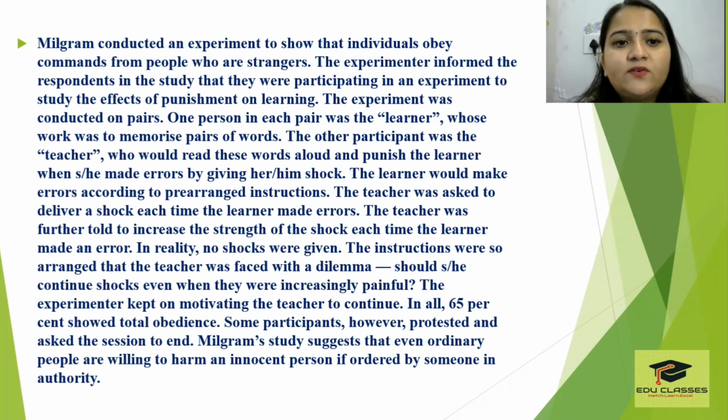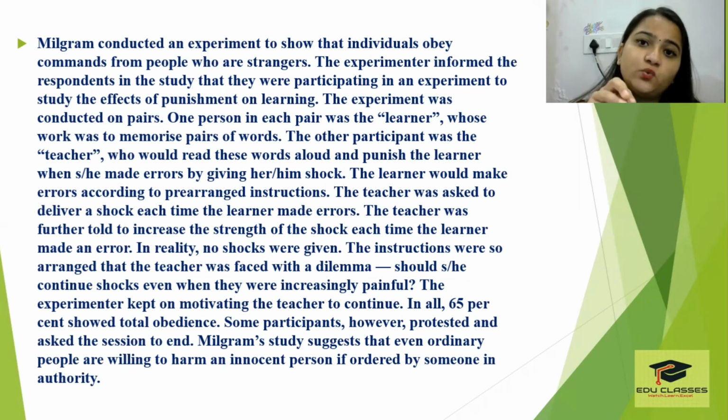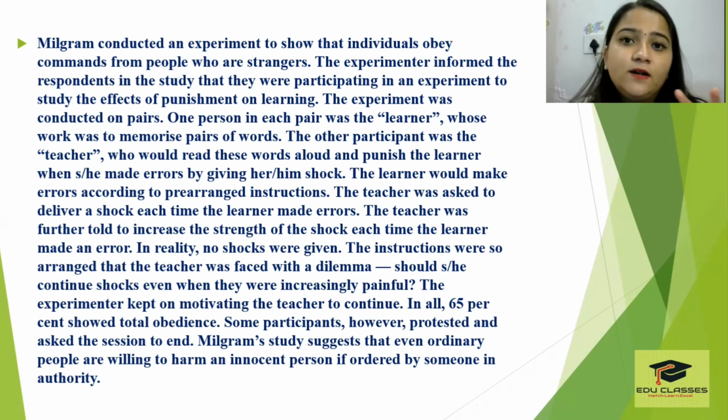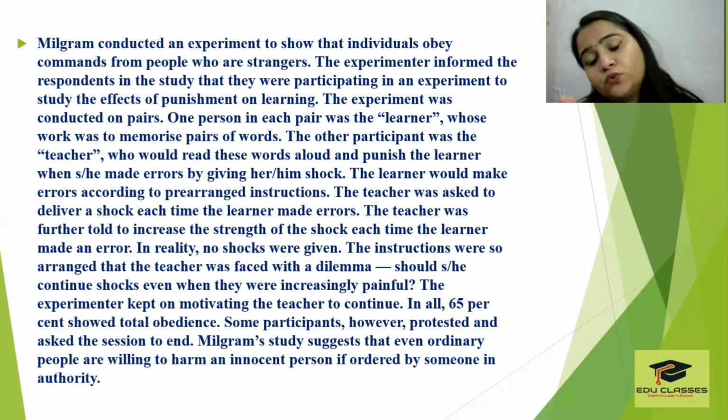The learner would make errors according to pre-arranged instructions. You have already told the learner that he has to make these errors or commit these errors. What you have to see is whether this teacher will give punishment to the learner because she is being asked to by you, right? So you are the person in authority and you are seeing whether the teacher will abide by your request to shock someone or to punish someone. What is the punishment? The teacher feels that they have to give a shock to the student. Actually the student does not receive a shock, but the teacher feels that he or she is shocking the student.